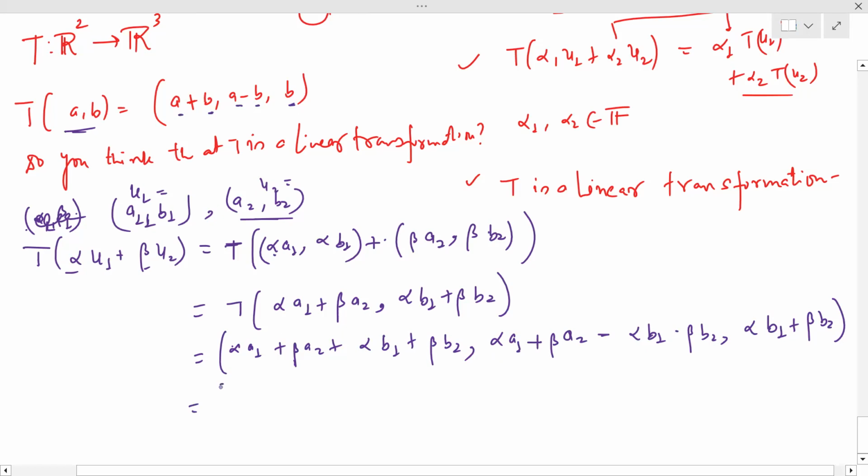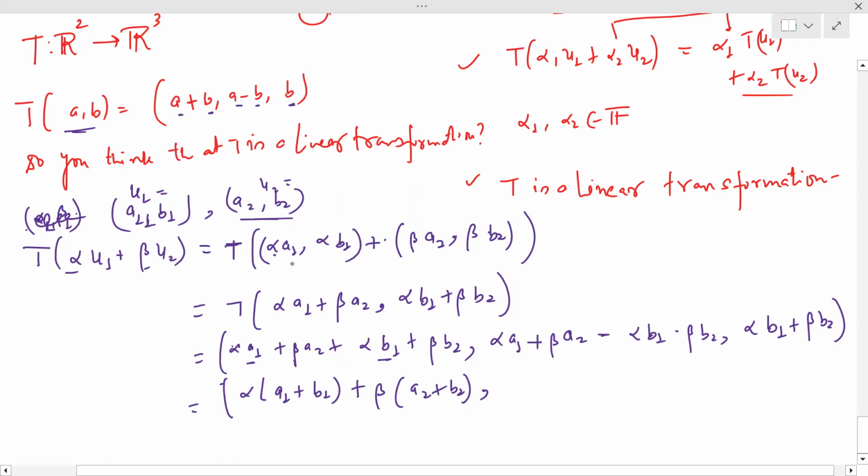Okay, so this is it. And now I'm going to do one thing. Now if I take alpha common, what I'm going to get? I'm going to get alpha A1 plus B1. This is A1 plus B1. Then plus beta, which is A2 plus B2. And I think there would be one more thing left here. A2 plus B2 has been done, right?